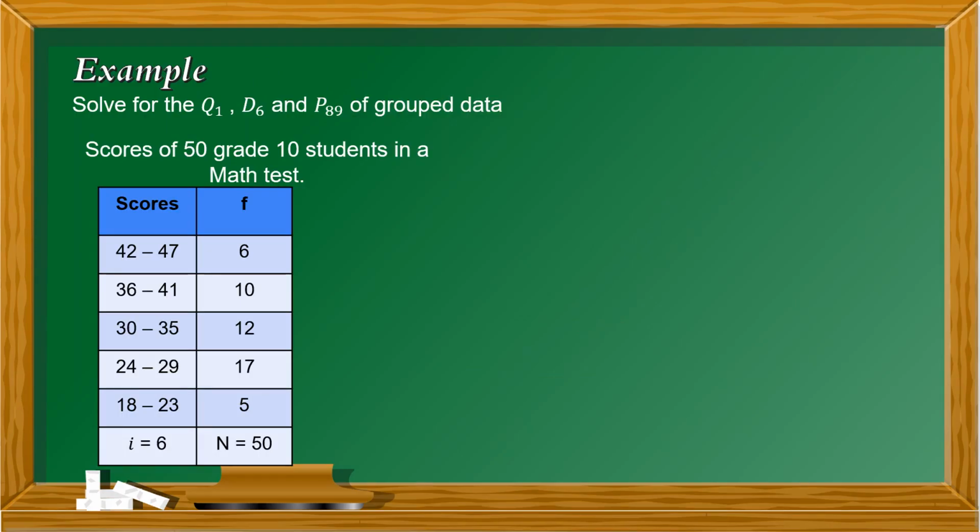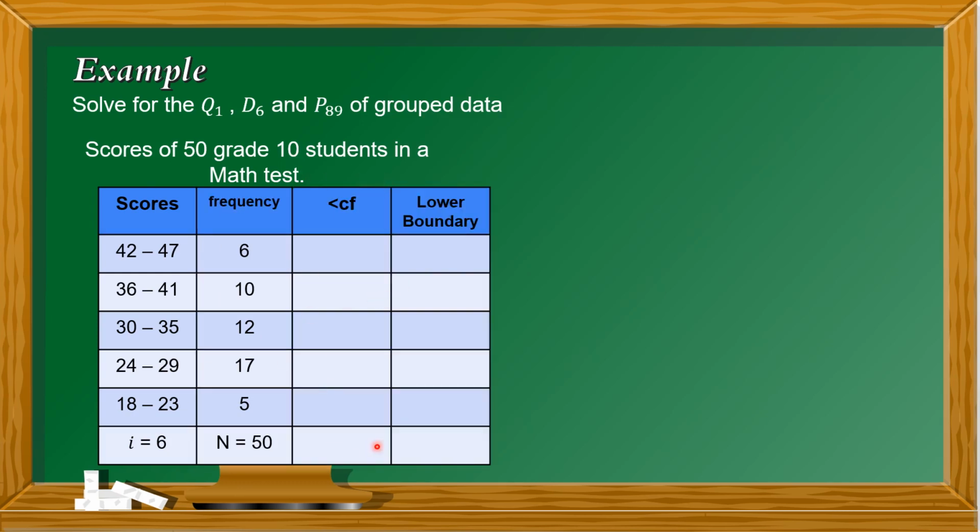Para sa ating example, solve for the quartile 1, decile 6, and percentile 89 of group data. Given ang scores of 50 grade 10 students in a math test. Ang first column ay para sa scores or class interval at ang F naman ay para sa frequency. Magdadagdag tayo ng dalawang column, isa para sa less than cumulative frequency at isa para sa lower boundary. Naituro ko na dati kung paano kunin ang less than CF.